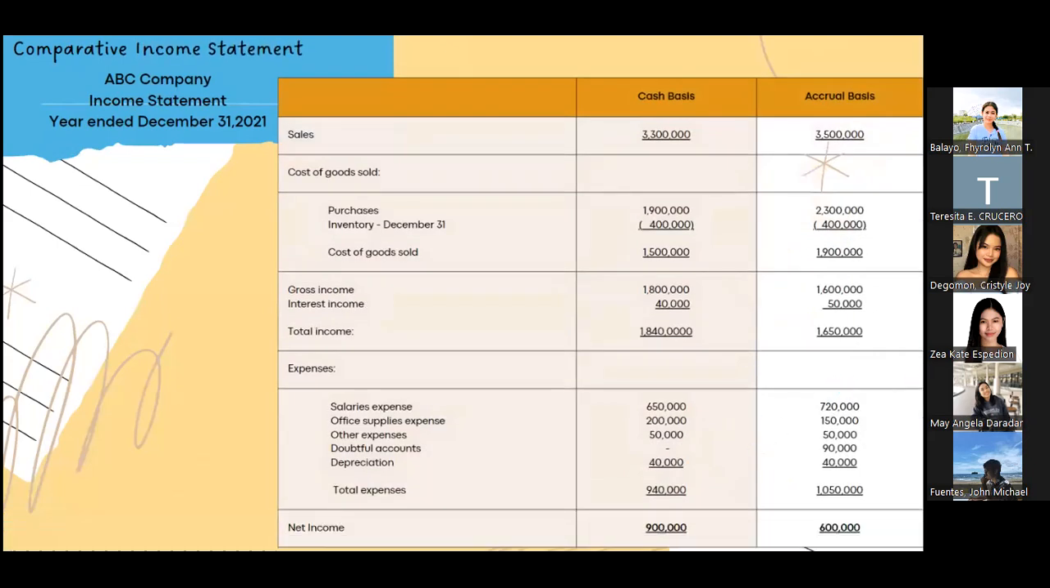We come up to total expenses under cash basis of 940,000. And under accrual basis, we have 1,050,000. We deduct these expenses from our total income. Under cash basis, we have a net income of 900,000. And for accrual basis, we have 600,000.